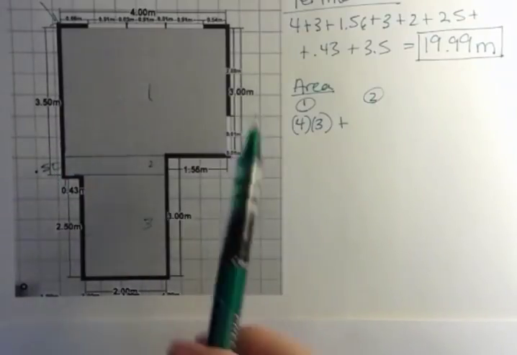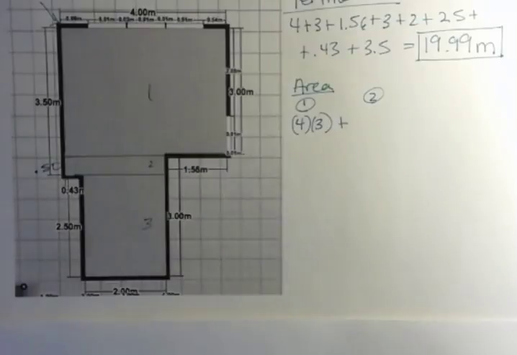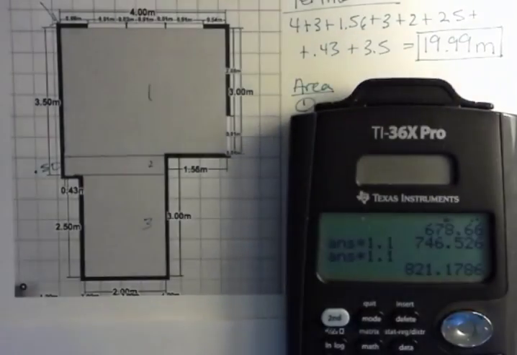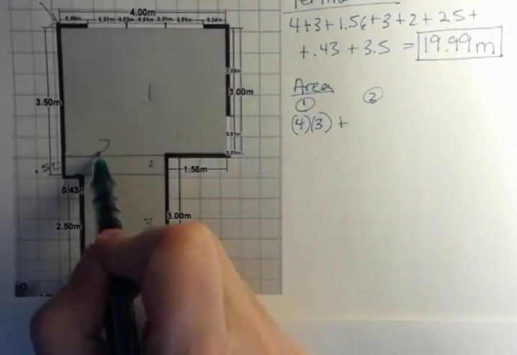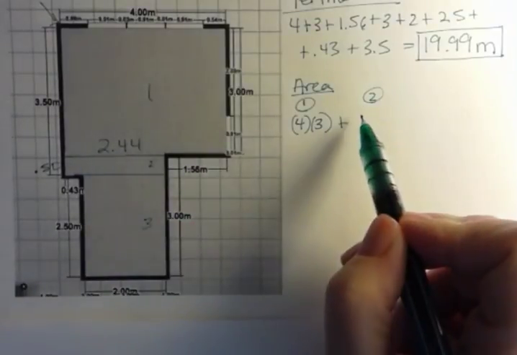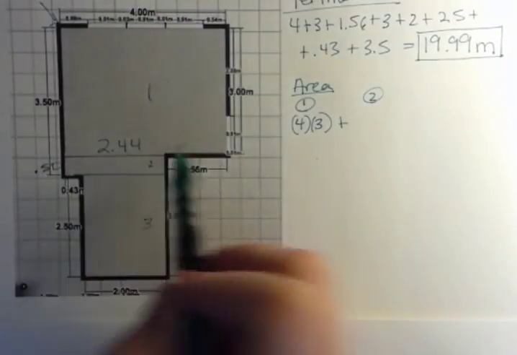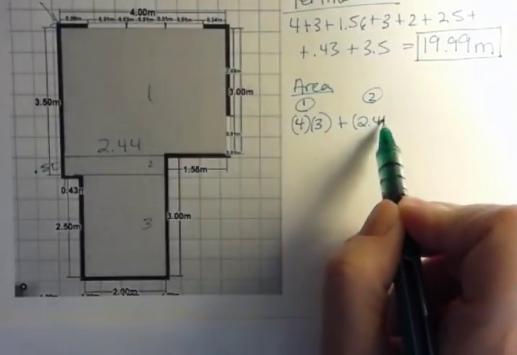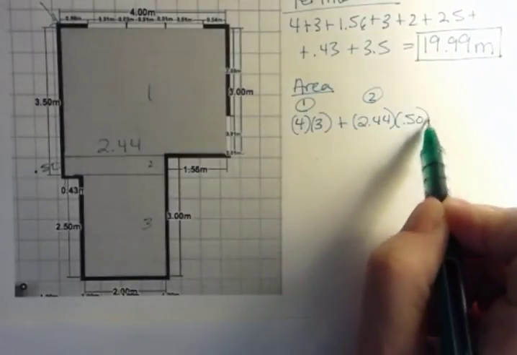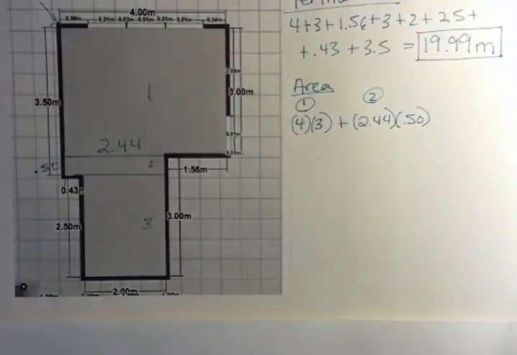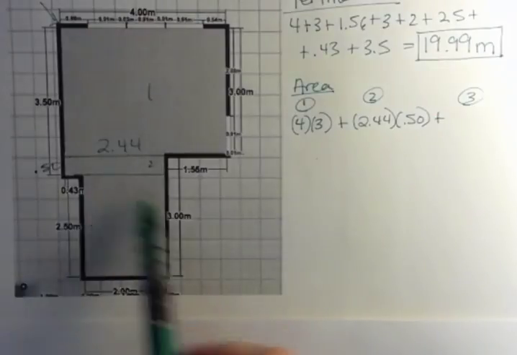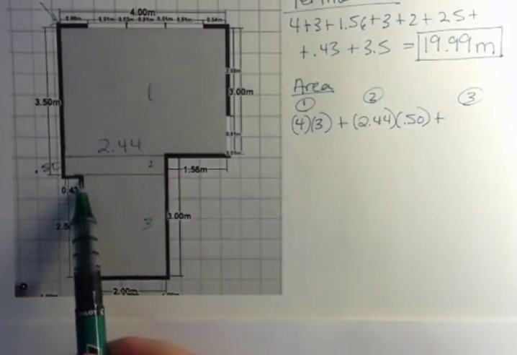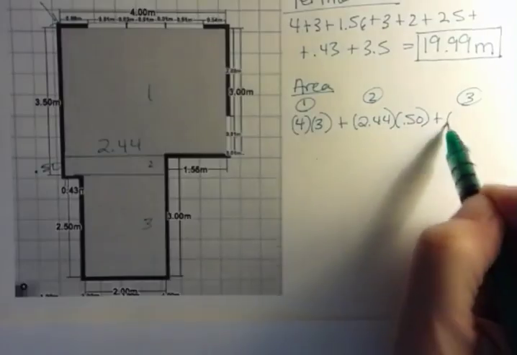And what's this one? Well, it was 4 across all the way, and if I take 4 minus 1.56, then I get 2.44. So I'm calling this 2.44. Therefore, to find the area, I'm going to take 0.5 times 2.44. And I could have left that 0 off, but I didn't. And then I have the third part. And the third part is, well, this was 3 all along, but it's here. So it's 2.5 times 2.